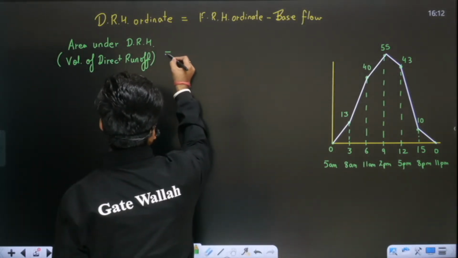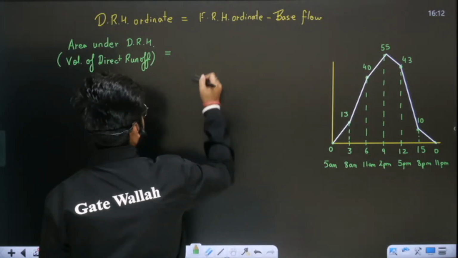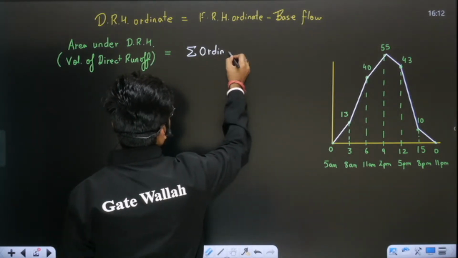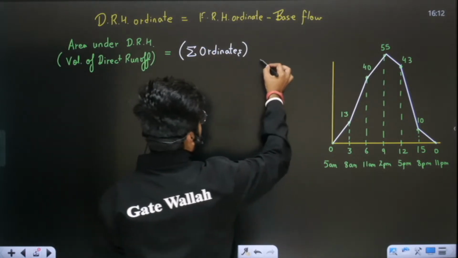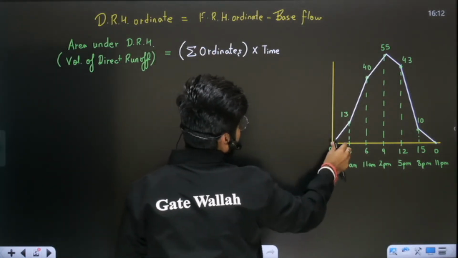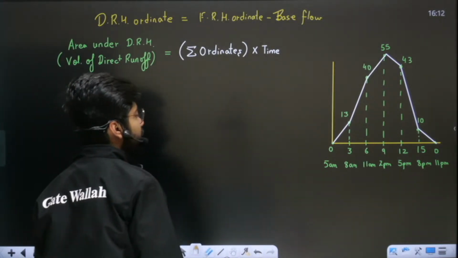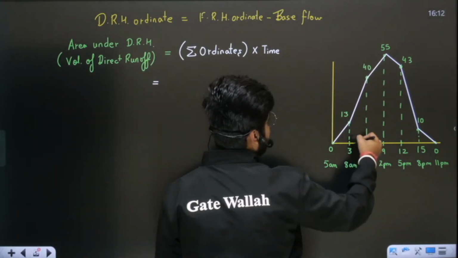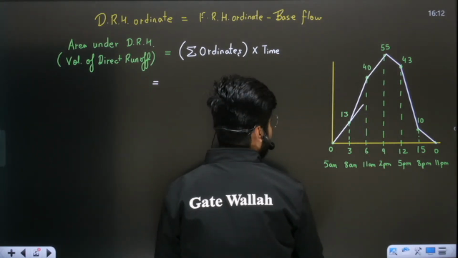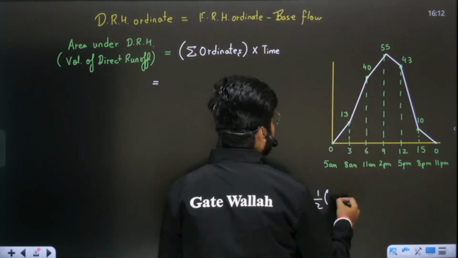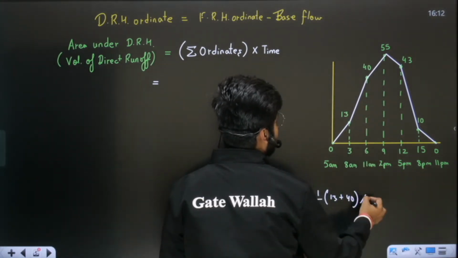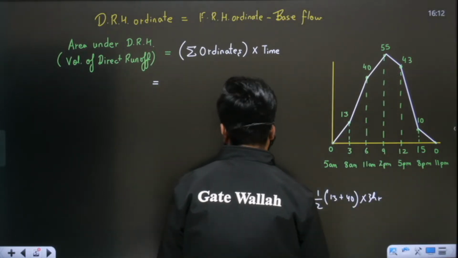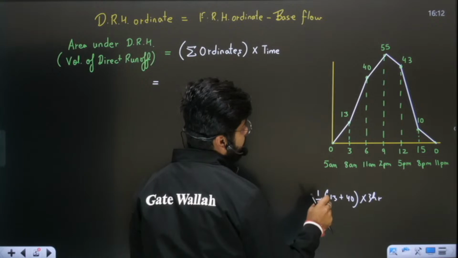It's very simple. We have one trick here: we can find the sum of all the discharge ordinates and multiply it by the time between every discharge ordinate. Or you can simply find the area of each one. Let us say we want to find this second area. It is half into the sum of parallel sides: 13 plus 40, into the distance between them, 3 hours. Like this you find the area of each trapezoid segment, and then add them up.